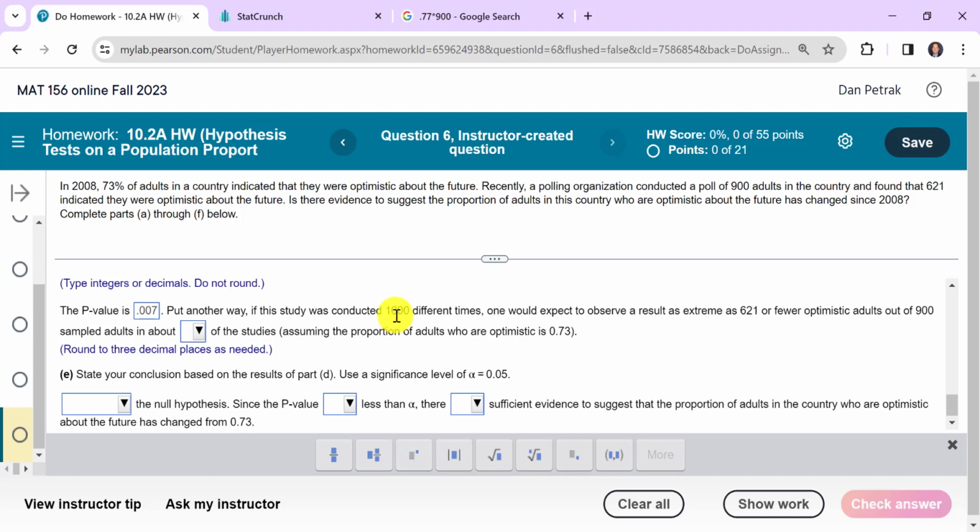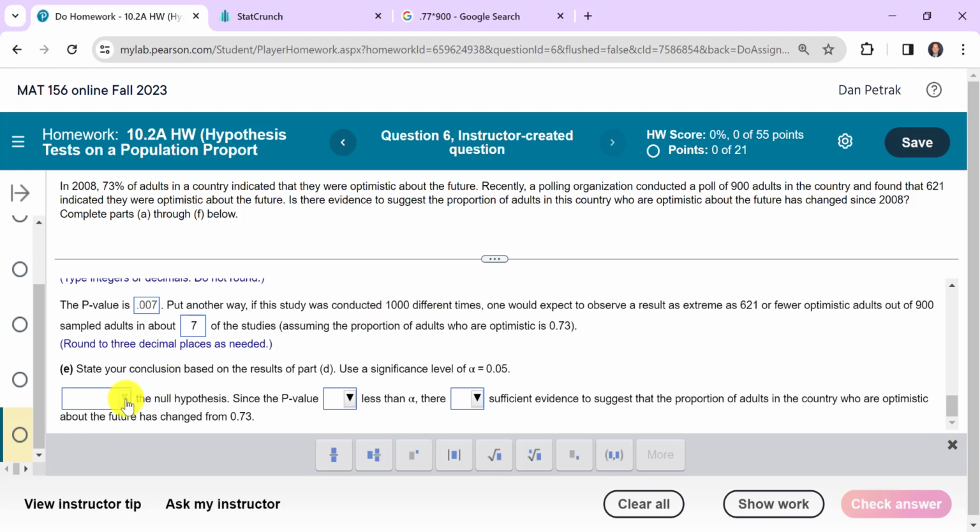Put it this way, if we did 1,000 times, tenths, hundreds, thousands, we would only get 7 of them that would be significantly different, either above or below, based on these results. So since what we observed was a very rare thing, that tells us it probably has changed. In fact, it probably has lowered since that was in the low end. And so we would reject the null hypothesis since the p-value is less than alpha. It's way under 0.05. There is significant evidence to suggest that.